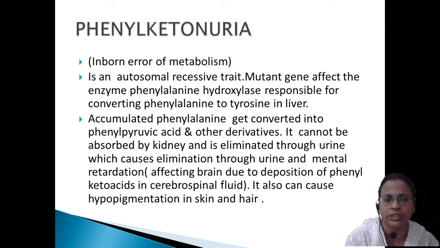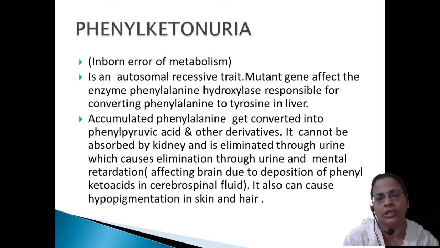This causes elimination through urine and mental retardation due to accumulation of these keto acids in the cerebrospinal fluid, and at the same time it will be expressed in many characters: hypopigmentation of skin, hypopigmentation and decolorization of hair, keto acids deposition in the cerebrospinal fluid resulting in mental retardation, and then elimination of excess amounts of phenyl keto acids through the urine. So nearly 4 different expressions it can exhibit because of the deficiency or the mutation in that particular gene.